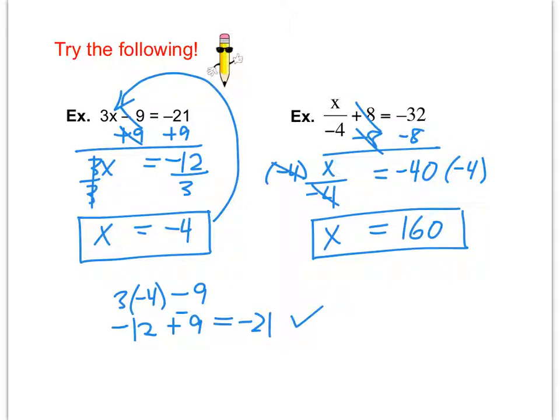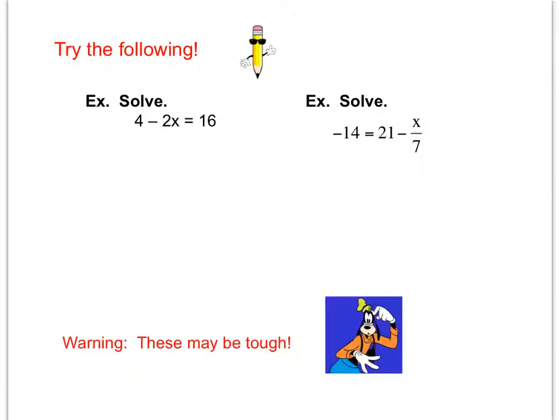You can do the same thing with the other equation by plugging in the x right here into the equation to see if it equals negative 32. Go ahead and pause the video and try these two examples.